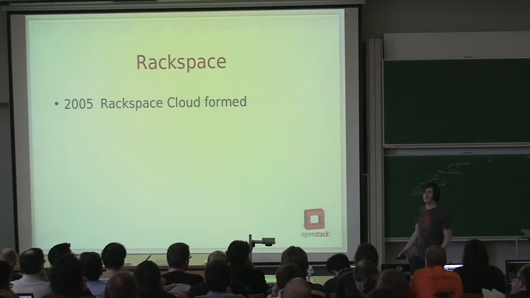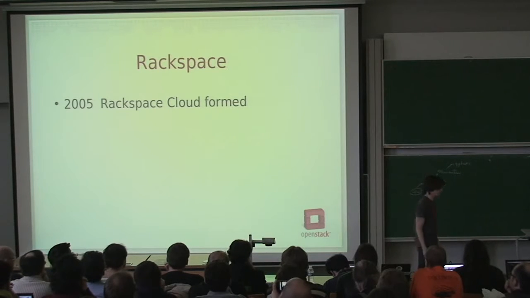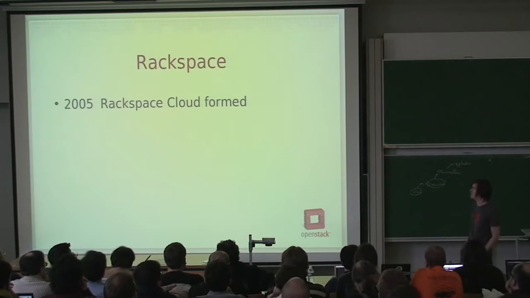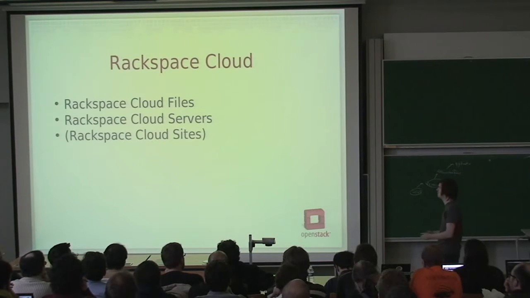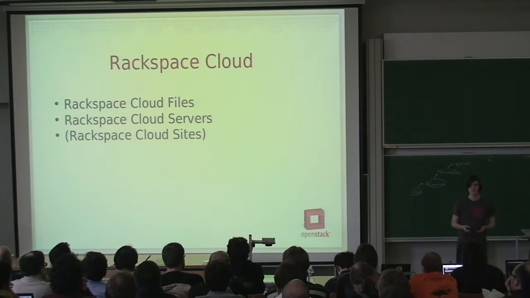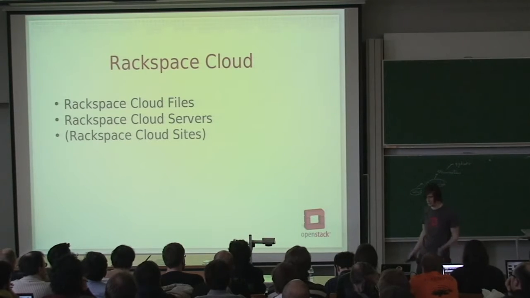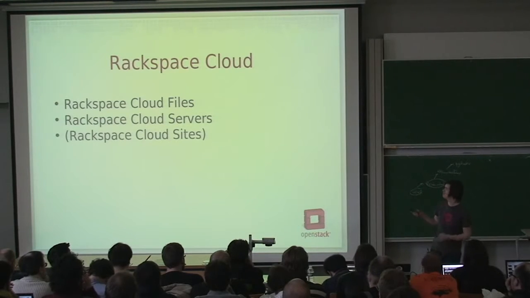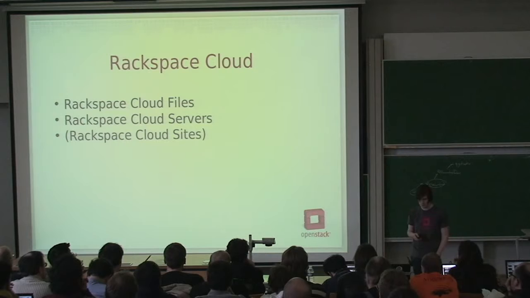Rackspace got into the infrastructure as a service business back in 2005. There were and are two major components to the Rackspace Cloud, the infrastructure part anyway. There's the Rackspace Cloud Files, and there's Rackspace Cloud Servers. They also have something called Cloud Sites, but that's a completely different story. I'll only be dealing with the two others.